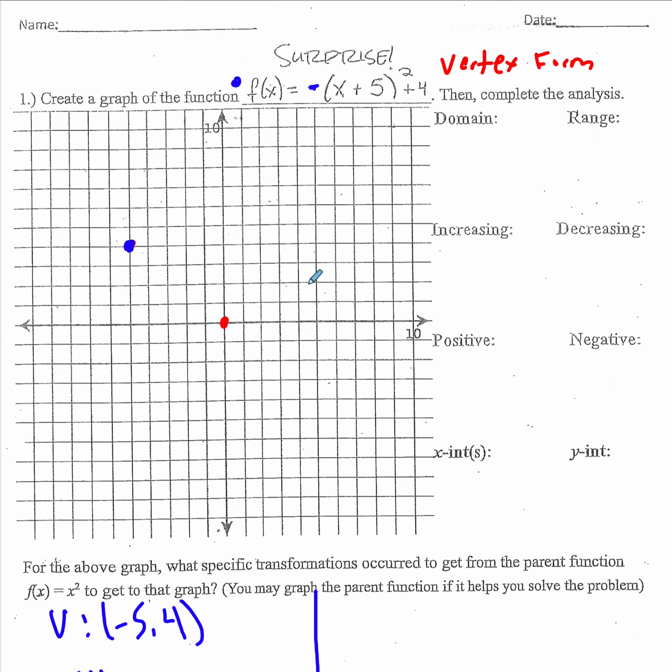So if I plug in negative 6, negative 6 plus 5 is negative 1. Negative 1 squared is 1. This makes it a negative 1. You add 4 and you get 3. Okay, and you should see the same thing on the other side.